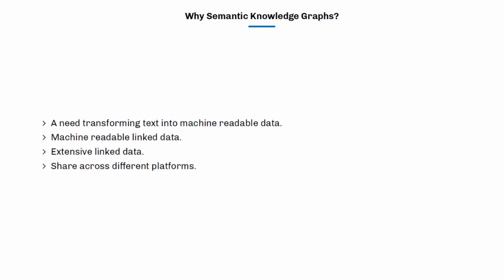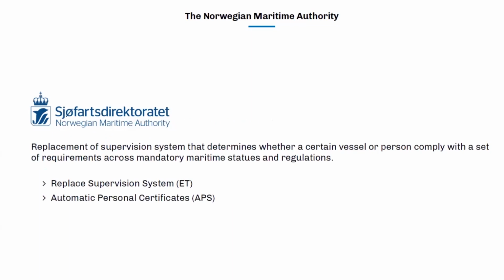So there are 2 projects running in parallel at the Norwegian Maritime Authority. One is replacing the supervision system, meaning translating regulations, the plain text, into machine readable linked data. The other is automatic issuing of personal certificates, where you would conform a set of personal data connected to a sailor against requirements for a particular certificate, for example, for a master mariner or machine engineer or something like that, and then automate that process so the certificates could be issued without too much human interaction.